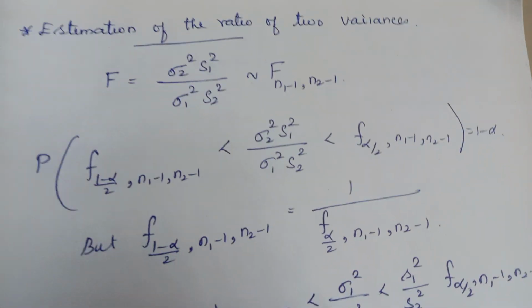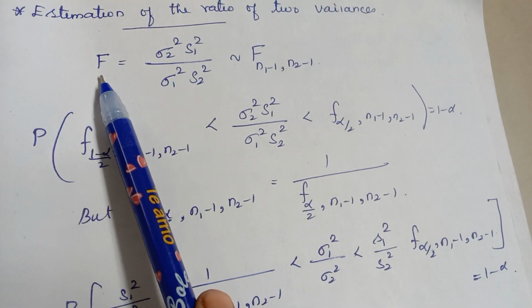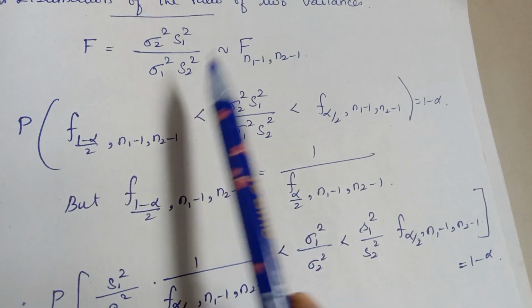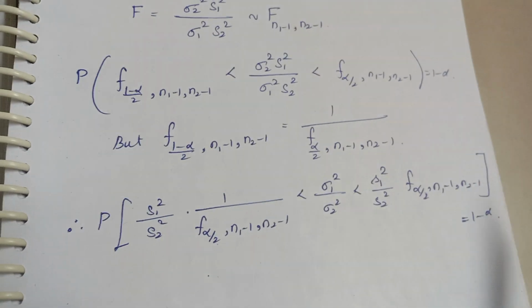Next one is estimation of the ratio of two variances. For that we use the F distribution, and the test statistic is sigma 2 square s1 square by sigma 1 square s2 square, and this follows an F distribution with n1 minus 1, n2 minus 1 degrees of freedom.